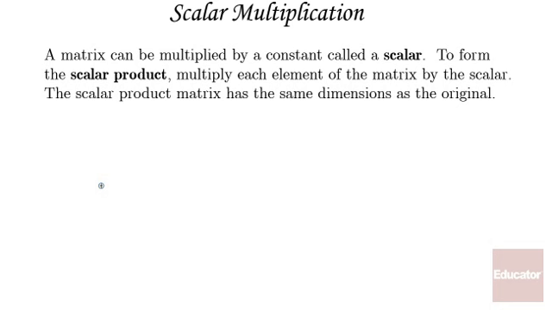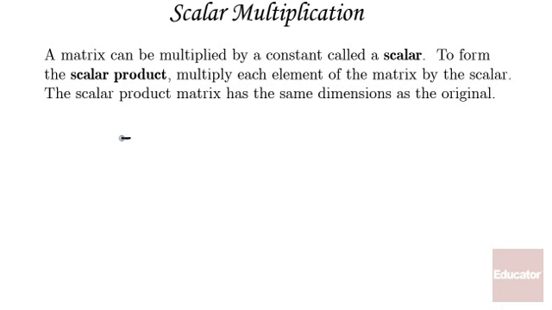Now we're going to talk about scalar multiplication. Scalar multiplication is not the multiplication of one matrix times another. Matrix multiplication we'll actually cover in a separate lecture. This is called scalar multiplication because what you're going to be doing is multiplying a matrix by a constant. And that constant is referred to as a scalar.